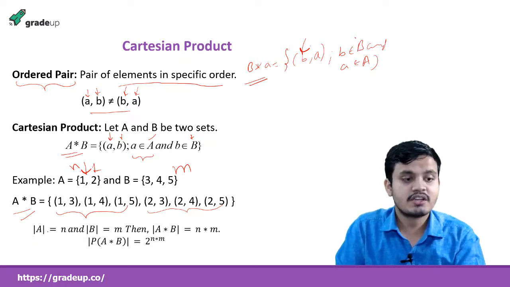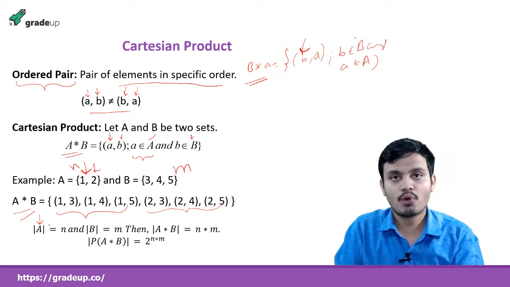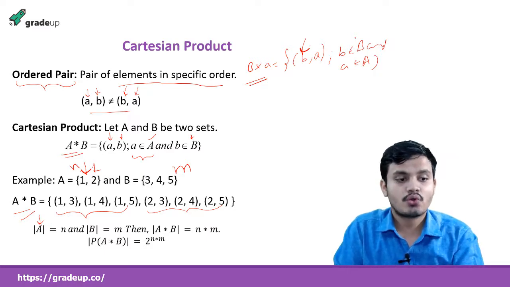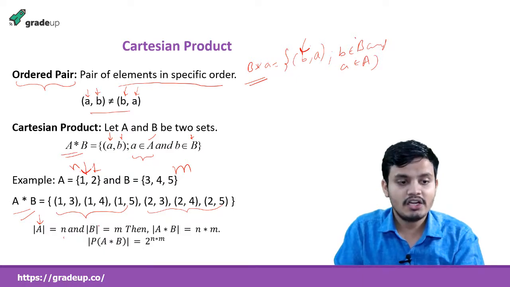This sign represents the cardinality of the set. What is cardinality? The number of elements in that set. So if the cardinality of set A is n and the cardinality of set B is m, then the cardinality of A cross B will be n times m. For each element in A, we have m options. And how many such elements are there in A? n. That is why n times m.